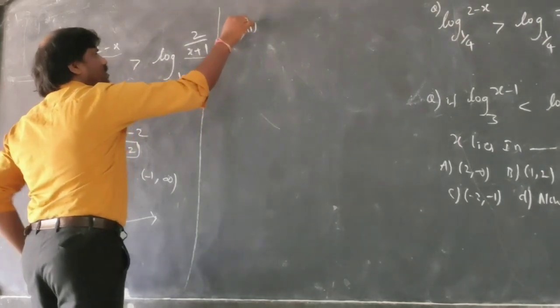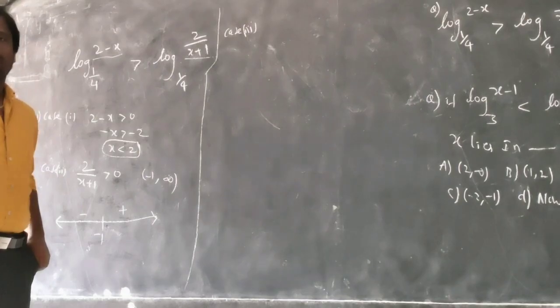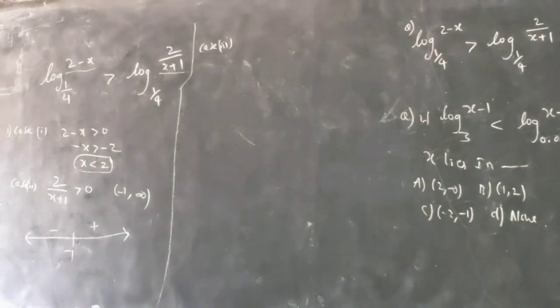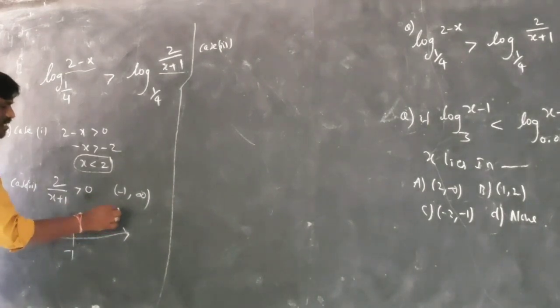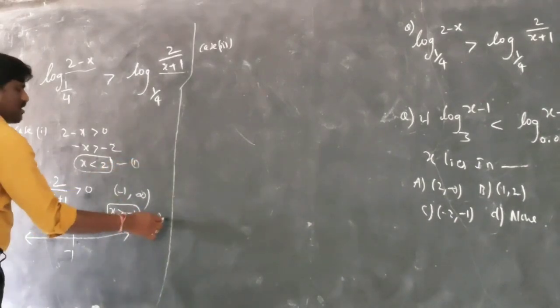Let us solve this. Hope you understand. And see here, this is minus 1 to infinity. It means that the answer we can write like this also: x greater than minus 1. This meaning and this meaning are the same. So this is the first answer you got, and this is the second answer you got.